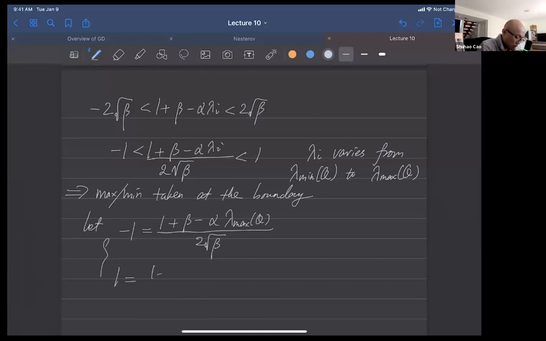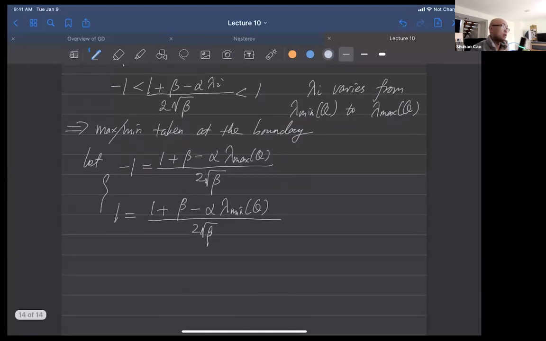And then 1 equals 1 plus beta minus alpha lambda min of q. And here we solve for alpha and beta. Okay. So now let's solve for alpha and beta.